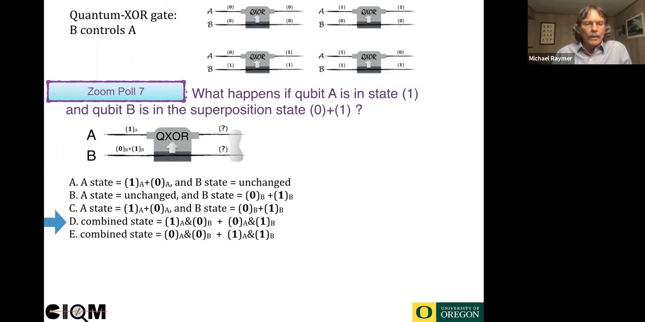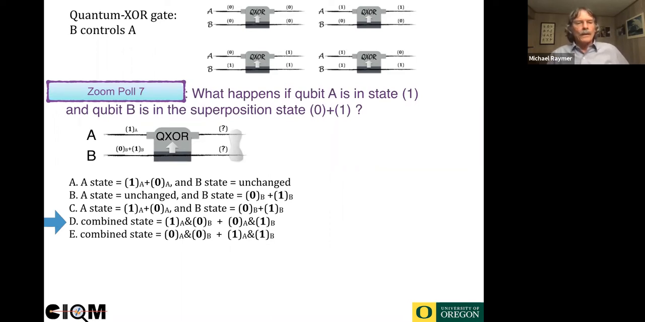So the A remains one and the B remains zero. So it's true that the B state doesn't change, but that's true component by component, not for the whole state. That's the mathematical trick here. And then the other component is A is one, B is one. So now B is one, so it flips the A. So now A is zero, B is one. Here it is, zero and one. So this is the entangled state, and this is like a Bell state.